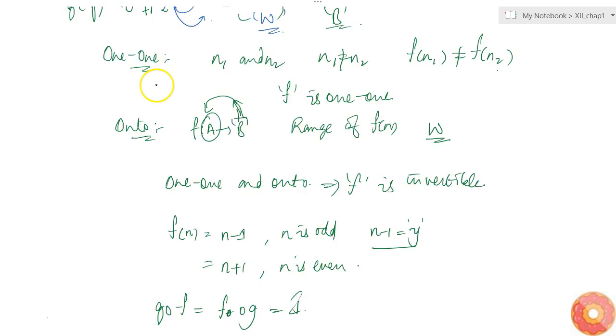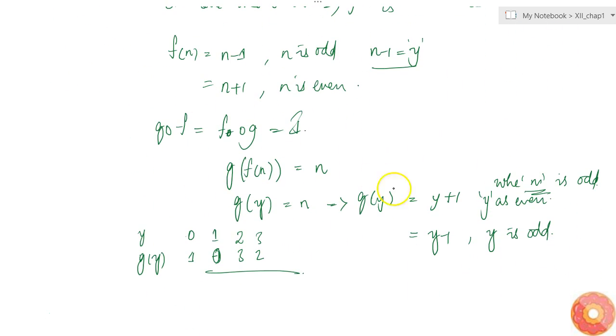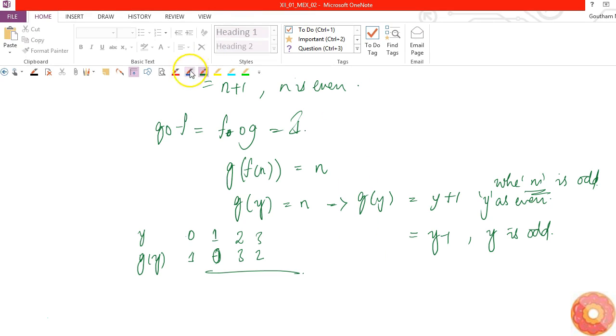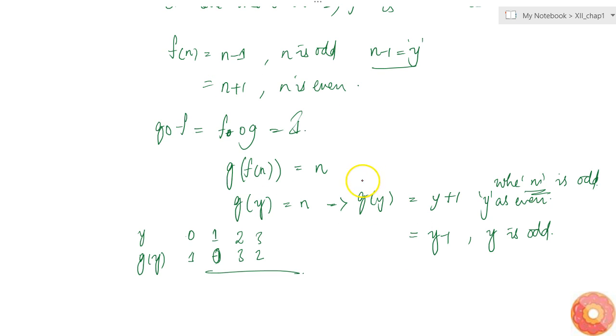So function f is the inverse of itself. As we can see, it's just the same case: f of n is equal to n plus 1 when n is even, and equal to n minus 1 when n is odd. Here it's when n is even, and there when n is odd, just as in the case of g of y. So f is the inverse of itself.